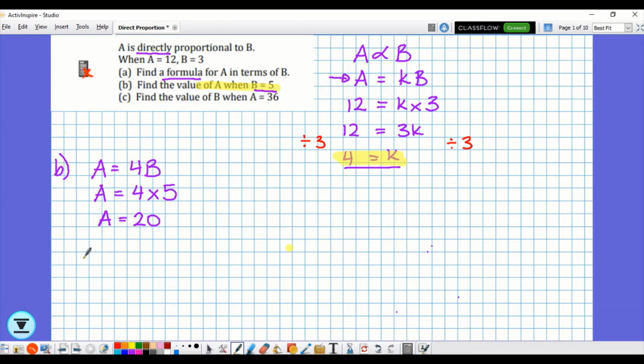And now for part C, they want us to find the value of B when A equals 36. So again, our formula is A equals 4B. And they're telling us that A is 36. And we need to find the value of B. So to get rid of this 4, I'm going to divide both sides by 4. Rearrange it. 36 divided by 4 gives me 9. 4 divided by 4 is 1. So I know that B is equal to 9 when A is equal to 36.